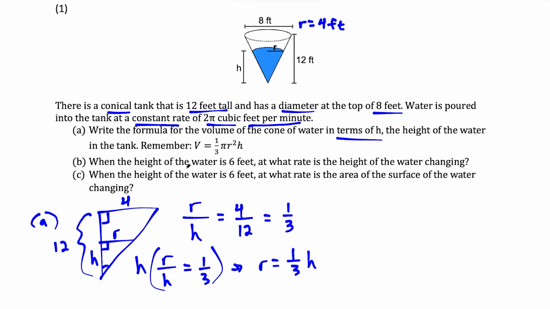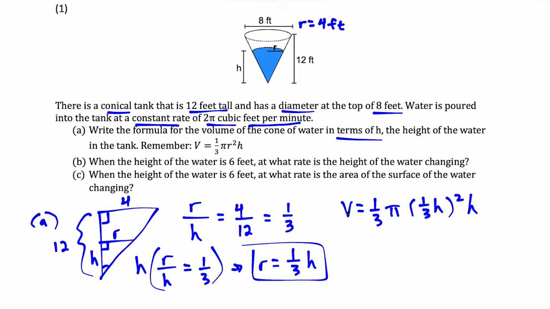So now to write the formula for volume in terms of h, we're just going to make a substitution here. We're going to have volume equals 1/3 pi, and then instead of r squared times h, we're going to replace r with 1/3 h. So now we're just going to simplify here. We're going to have 1/3 h, and now when we square this, we have 1/3 times 1/3 is 1/9, and we have h times h is h squared, and then we're multiplying by h at the end.